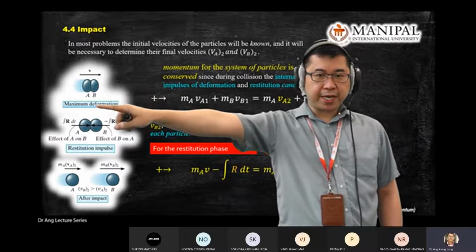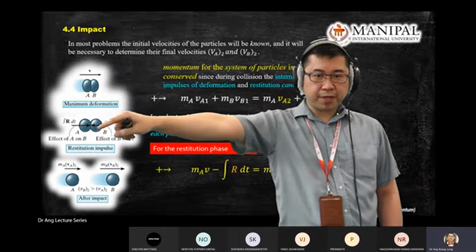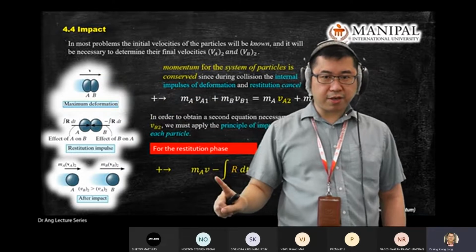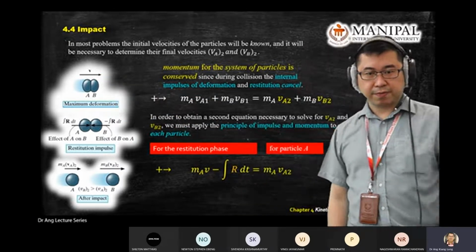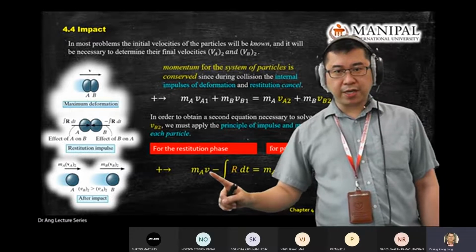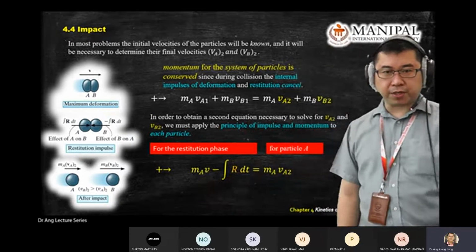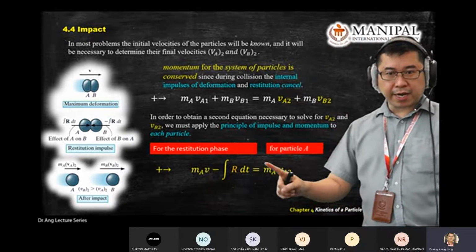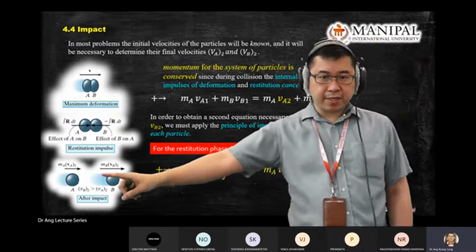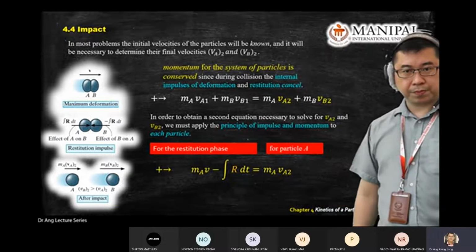What is the speed of object A after maximum deformation, before they go into restitution? It is V. So that's why the velocity here is V, and it's not VA1 or VA2, it's V, because we are referring to deformation. Okay, and after, MAVA2, they separate after the impact, MAVA2.